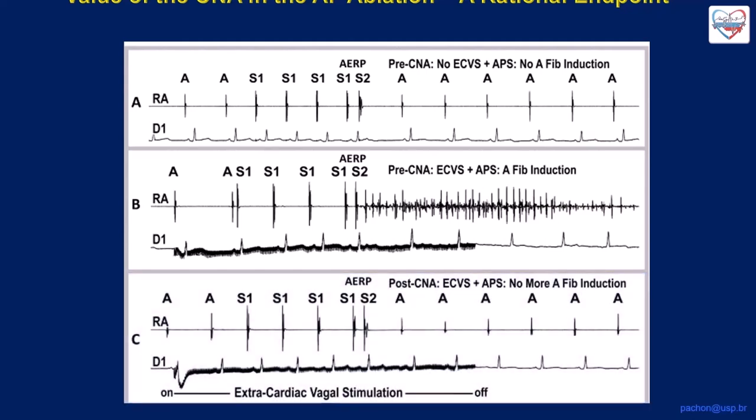After the cardioneuroablation, we again repeat the determination of the atrial refractory period, and there is no more induction of the atrial fibrillation. So, the disappearance of the atrial fibrillation induction during the determination of the atrial refractory period during vagal stimulation is nowadays our endpoint to get the best result for atrial fibrillation ablation.